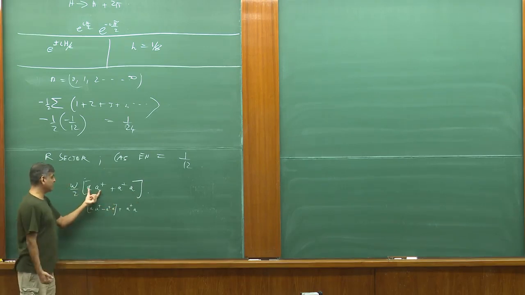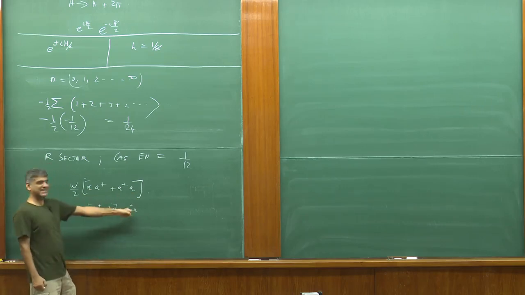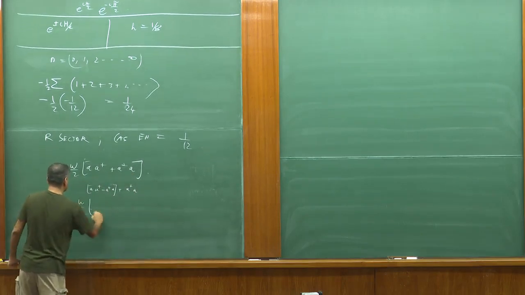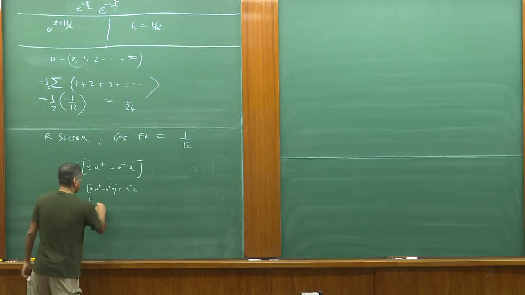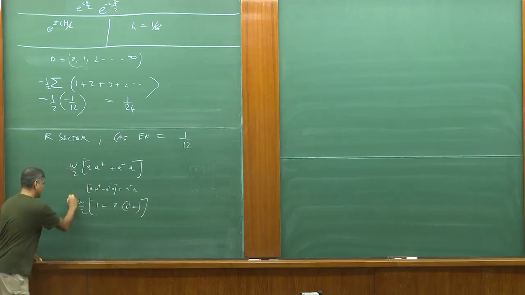So now we have to take this and write it as normal ordered. So we get this extra factor. We use this identity and write this as omega by 2. This is 1 because A commutator A dagger is 1. So 1 plus 2 into A dagger A with an h bar. This is how it works for the bosons.